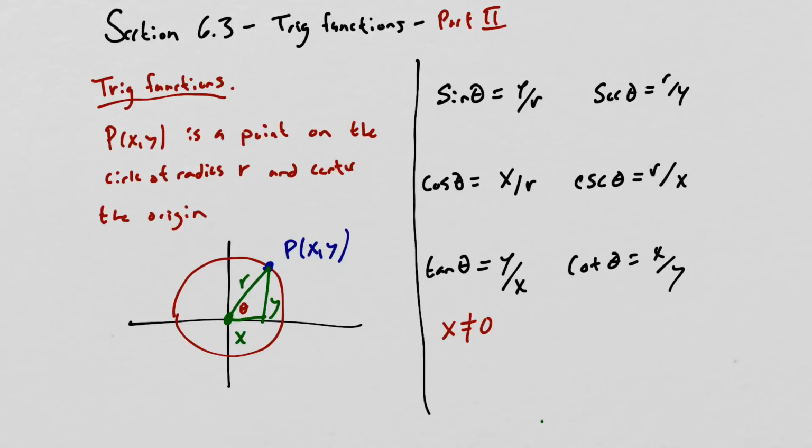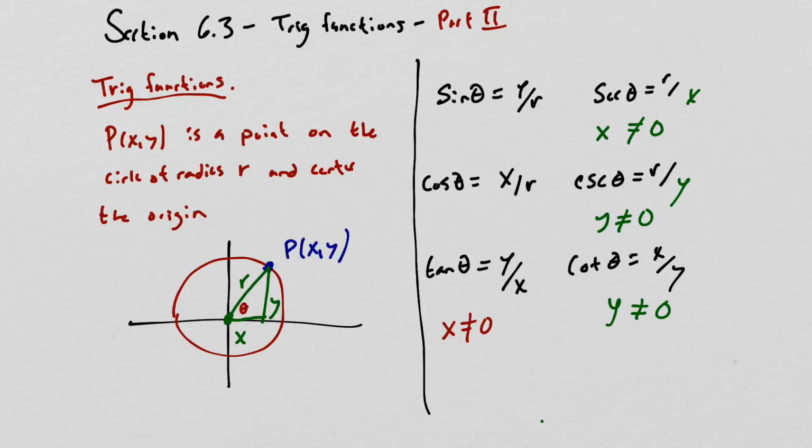Notice in the second three, secant theta, we can't have y equal to 0. Oh, excuse me, the secant theta should have an x here, and this cosecant theta should have a y here. And note again that we can't have x equal to 0 in the denominator, we can't have y equal to 0 in this denominator, and we also can't have y equal to 0 here either.